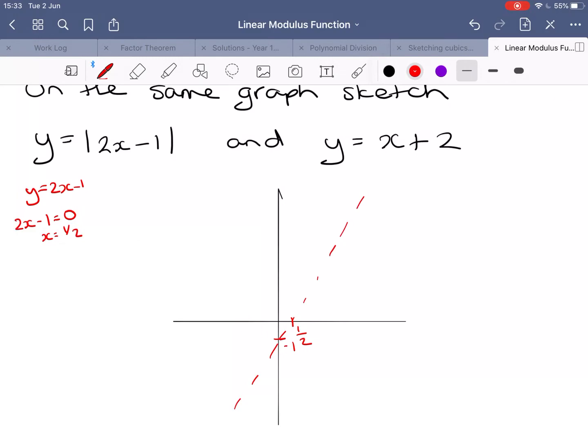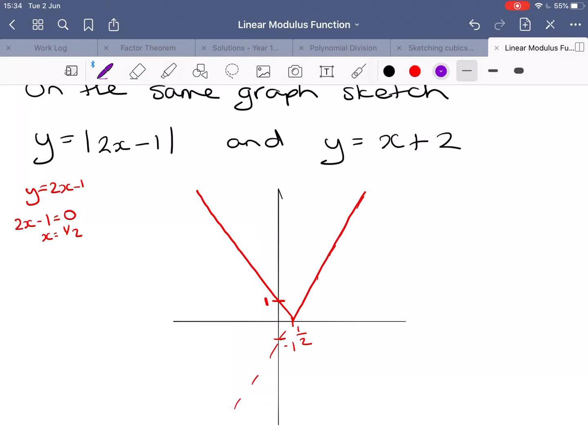But I want the modulus, so it's fine while it's above the x-axis, but when it's below the x-axis, it has to be reflected. So now I can say where it crosses the y-axis, it's going to cross it at +1 rather than -1.